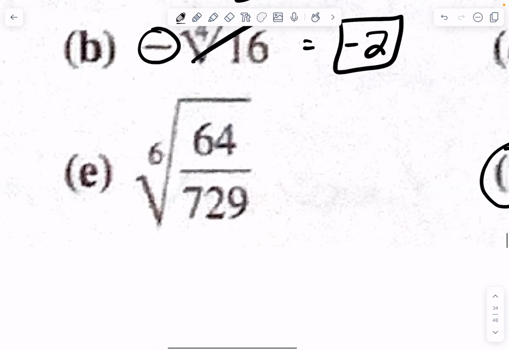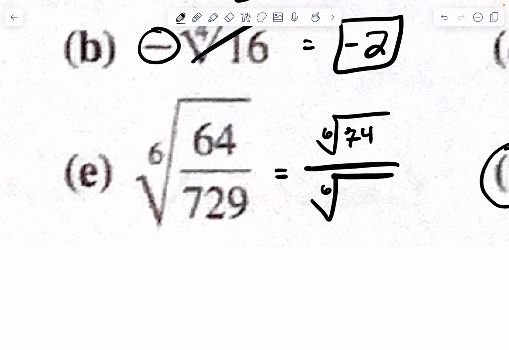This one is saying, what do you take times itself 6 times to get 64 over 729? Okay, and what we can do there is we just do those 6th roots separately, right? It's like taking, oh, why did I put 74? I don't know. Are you yelling at me yet? 64, okay? So I just do those roots separately. The 6th root of 64, I think is it 2? Yes, it is 2.